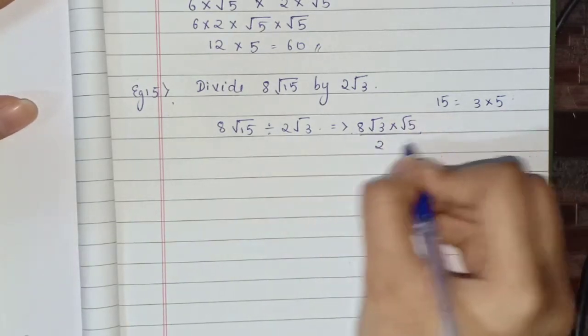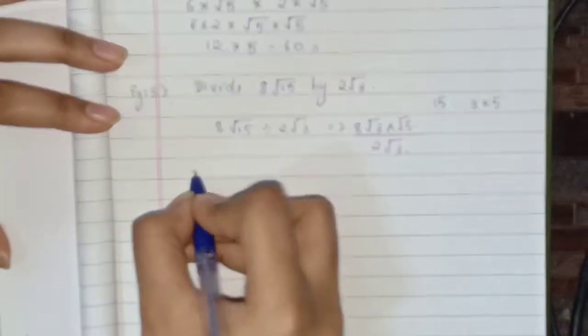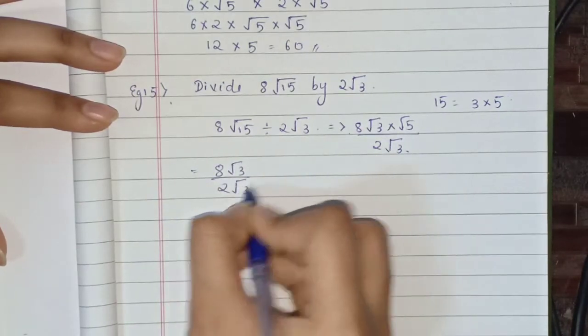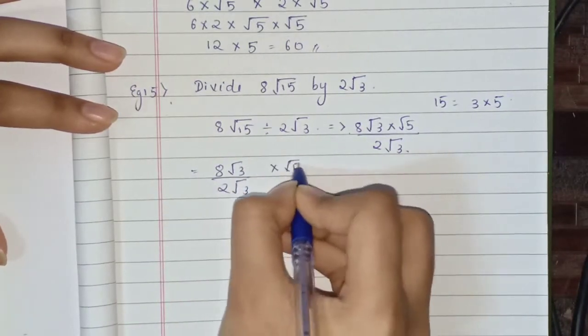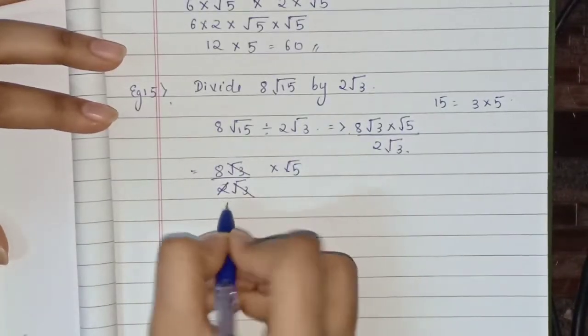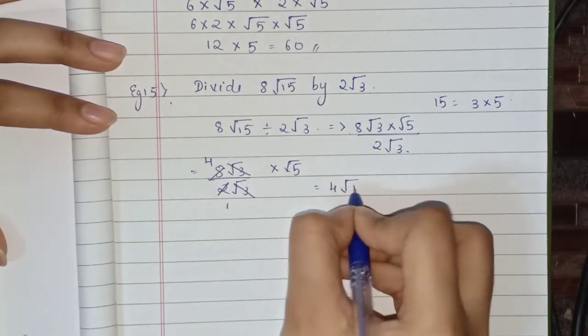Now since it's division, put it in the denominator. And now 8 root 3 divided by 2 root 3 into root 5. The reason I've done this is you can cancel these, and 2 1s are 2, 4s are 4, and the answer would be 4 root 5.